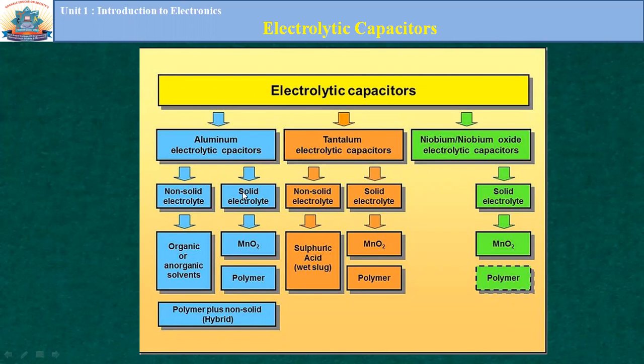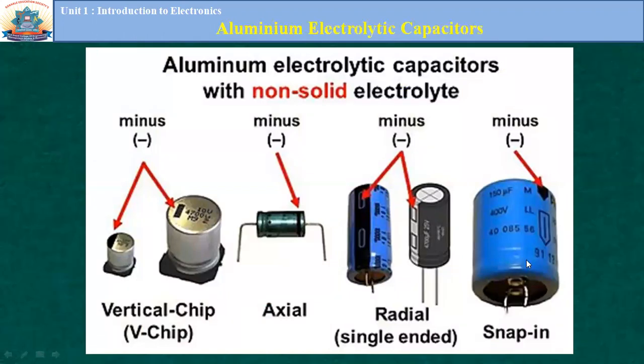That is, hard material is present, while in non-solid, soft, powdered material is present. So let us see the aluminum type and tantalum type in the scope of this lecture. These are the capacitors you may have seen. These are the aluminum electrolytic capacitors with non-solid electrolyte.